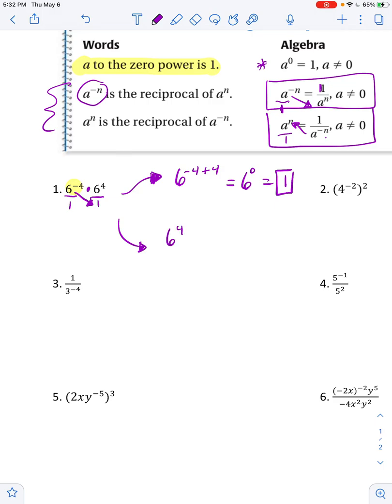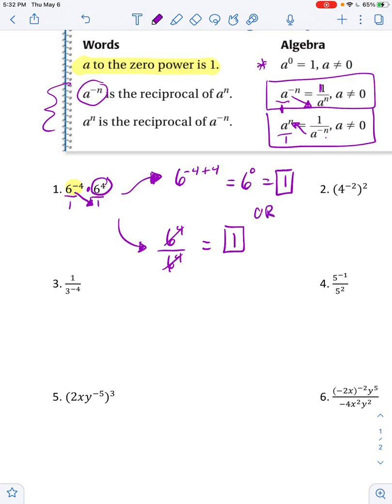So I have my 6 to the 4, which was this guy. And now this 6 to the -4 moves into the bottom, but when it does, it becomes positive. Well, now I have something over itself. These 6's repeated 4 times cancel all of these, and anytime you have something over itself, it is 1.